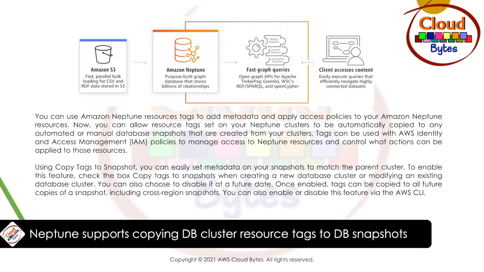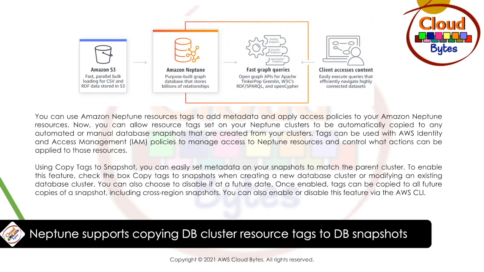Neptune supports copying DB cluster resource tags to DB snapshots. If you don't know about Neptune, Amazon Neptune is a graph database. And when I say graph database, it actually stores relationships. An example of a graph database can be found in LinkedIn, as well as the way Facebook finds your friends and colleagues via LinkedIn. So the Neptune database allows you to do the same thing.